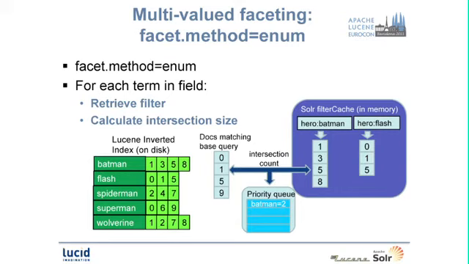And the last method, which was actually the first method that was implemented in Solr, is facet.method equals enum. It's called enum because it essentially enumerates over the terms in the Lucene index. And for each term, it asks the Solr filter cache, give me the doc set that matches this term. And then it does a fast intersection count and shoves it into a priority queue.